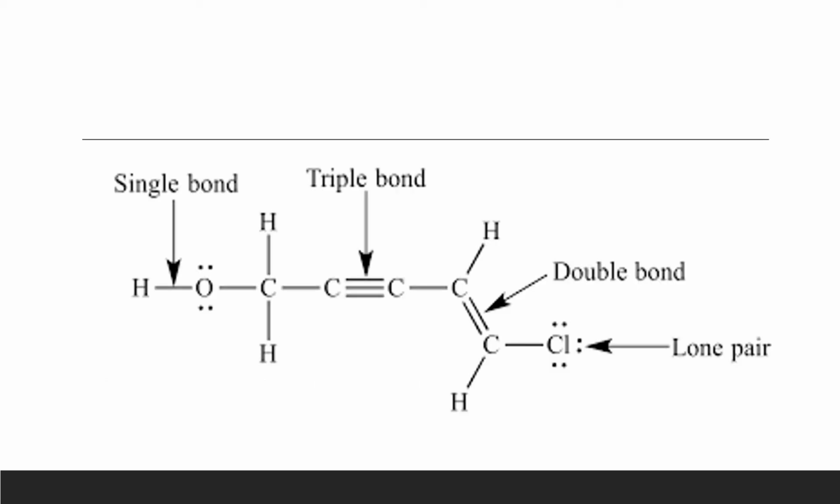Here is a Lewis structure of a molecule that demonstrates the type of bonds that can be shown with Lewis structures. On the left is a single bond between the hydrogen and oxygen, a triple bond between 2 carbons, a double bond between 2 carbons, and leftover electrons that have lone pairs on the chlorine atom attached to the carbon.